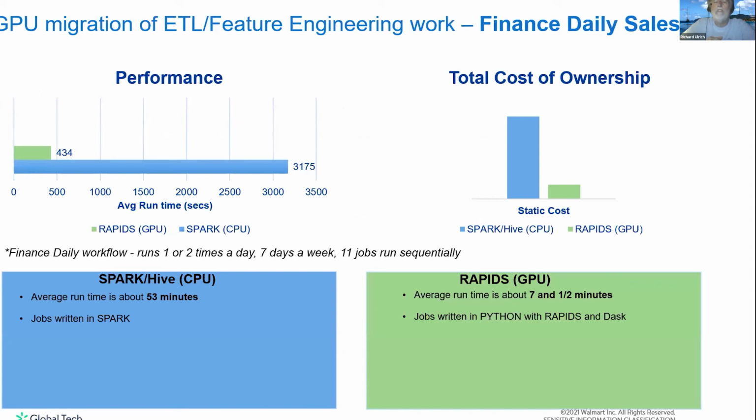So you'll see on the left-hand side, this is about 11 jobs that run sequentially, using Spark and Hive. This was the way it was originally built. Those 11 jobs take about 53 minutes. When we converted this over to utilize RAPIDS, we dropped that time from 53 minutes to about 7 minutes. So we got about an 8x performance improvement, but we also reduced our hardware requirement as well. This allows us to see a benefit in total cost of ownership as well as a performance benefit.